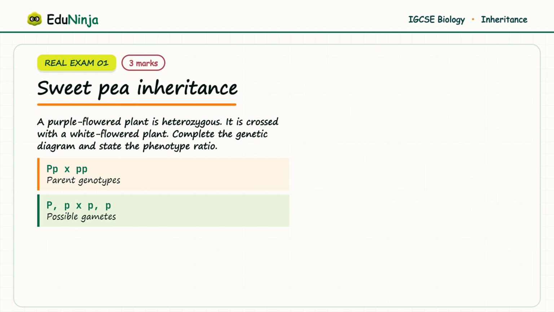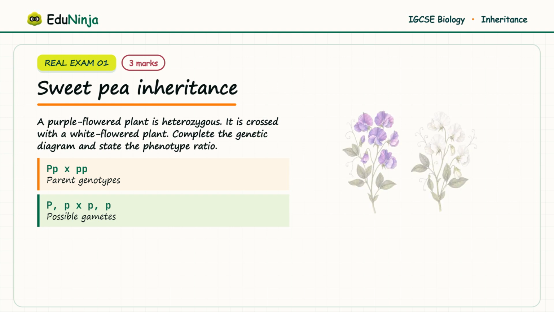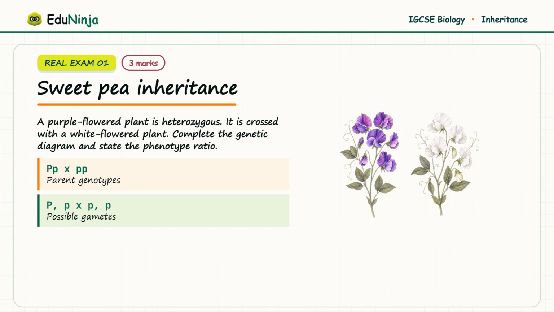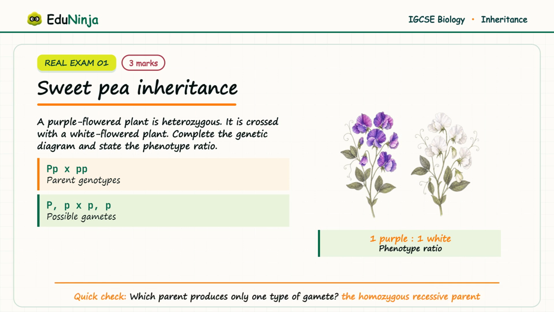Write the parent genotypes first, capital P, small p, crossed with small p, small p. The possible gametes are capital P and small p from the first parent, and small p from the second. The offspring are capital P, small p and small p, small p in equal numbers. So the phenotype ratio is 1 purple to 1 white.